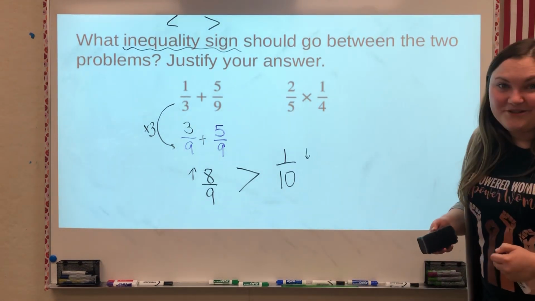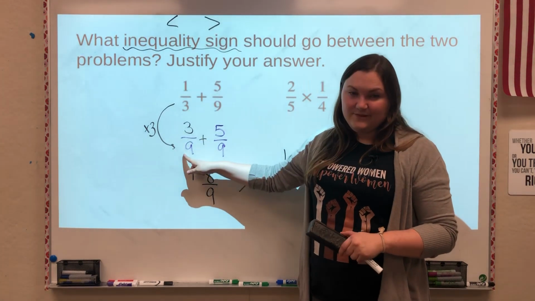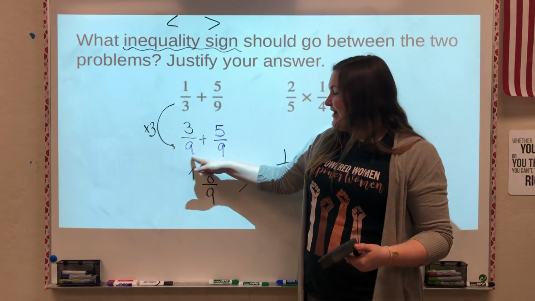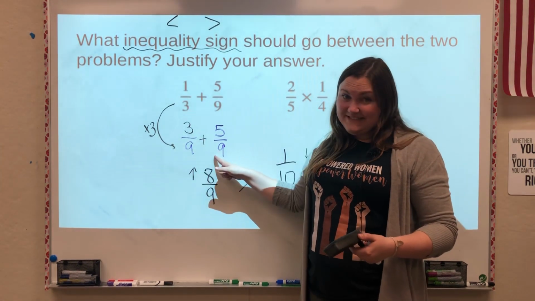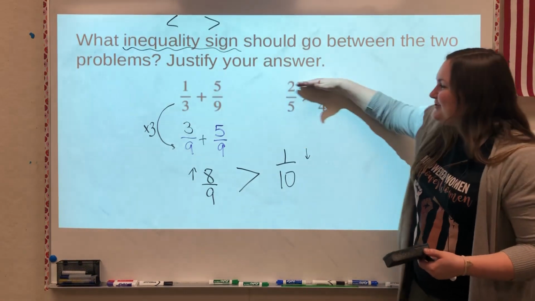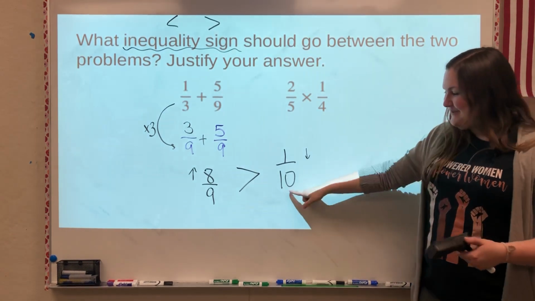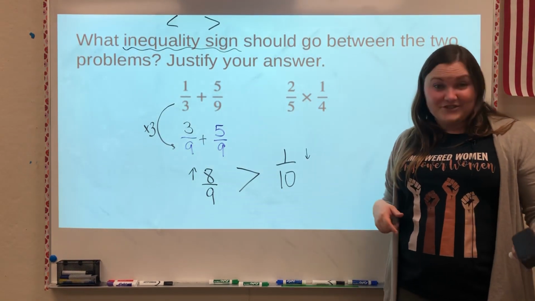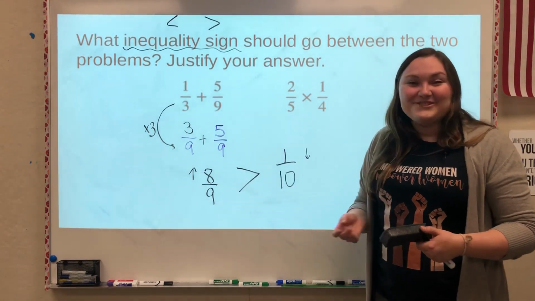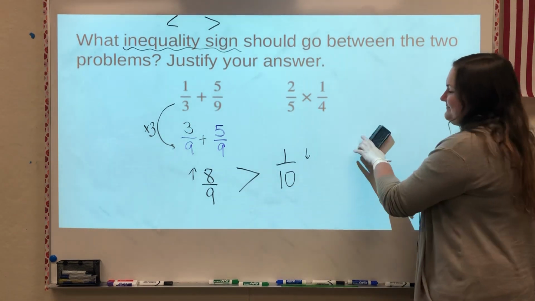I like this question a lot because it reviewed a lot of different things. It reviewed finding equivalent fractions. We do that by multiplying. It reviewed adding fractions. When you're adding, remember those denominators need to be the same. It reviewed multiplying fractions. Remember, when you're multiplying fractions, you're just multiplying straight across. It reviewed simplifying, which is where this came from. Remember, you use division to simplify. And it reviewed comparing fractions and those inequality signs. So there's a lot of math behind this question.